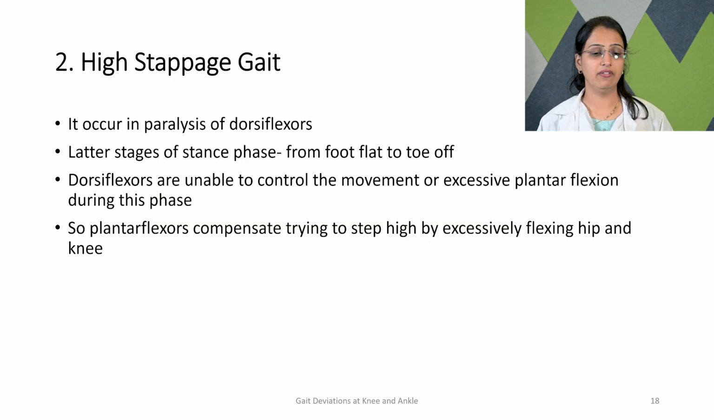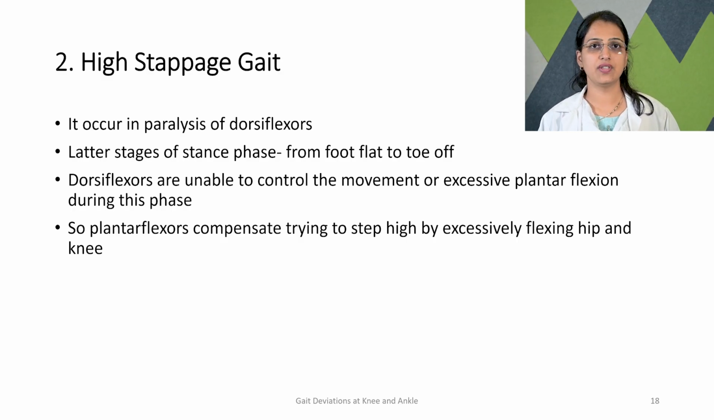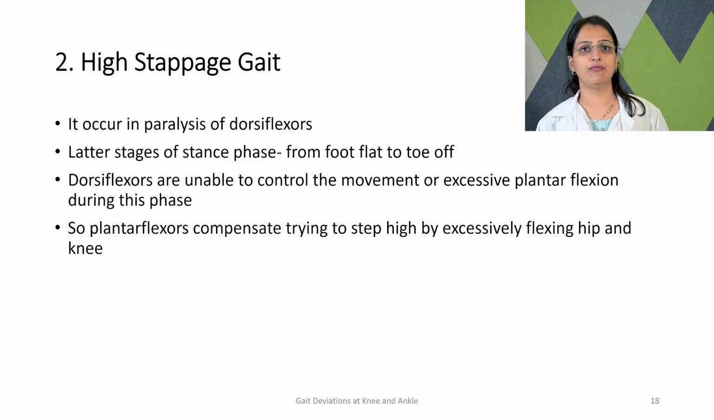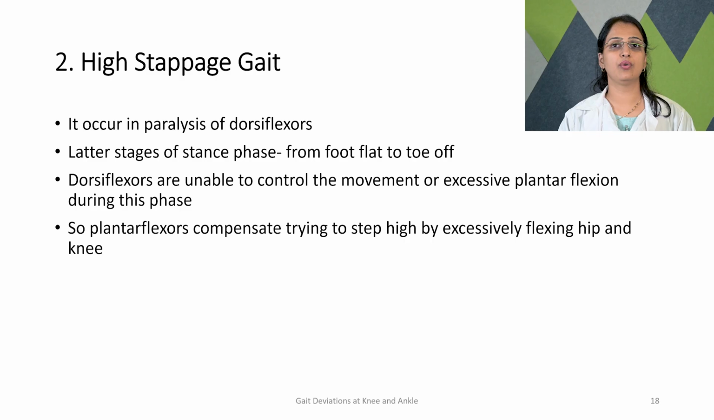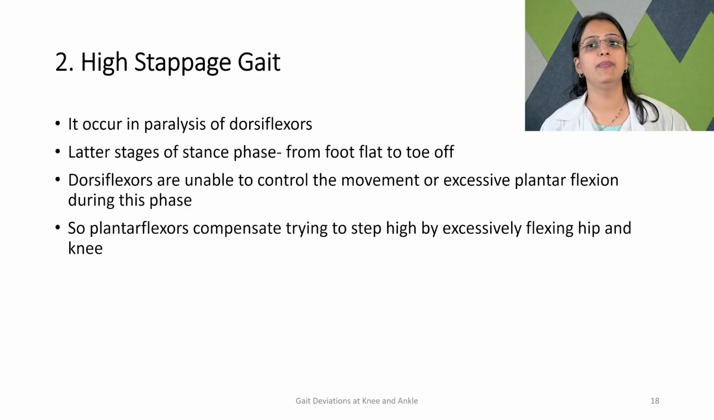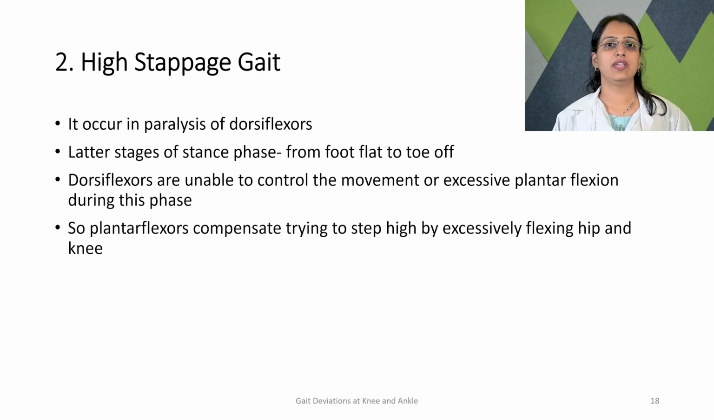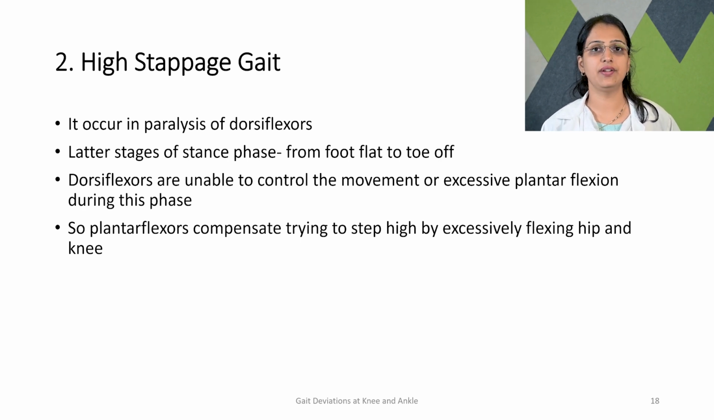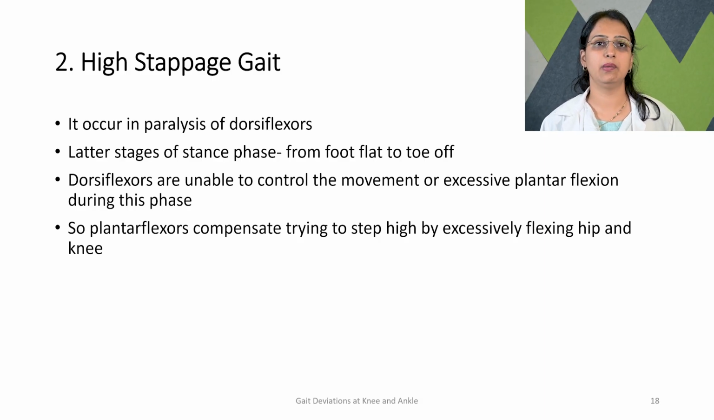So second one is a high steppage gait. Usually, this type of gait occurs in the paralysis of dorsiflexor group of muscle. In later stages of stance phase, from foot flat to toe off, the dorsiflexors are unable to control the movement. Okay, or there will be an extensive plantar flexion in this phase. So here plantar flexors compensate, trying to step high by excessively flexing the hip and knee.